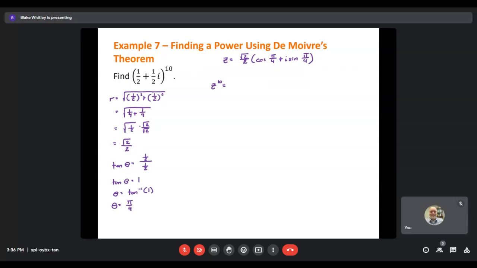So remember, de Moivre's theorem tells us we're going to take the r value, square root of 2 over 2. We're going to raise that to the 10th. And then we're going to do cosine of the n value, 10 times our theta, pi over 4, plus i times the sine of, and then same thing, 10 times pi over 4.